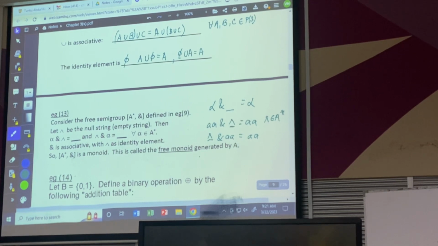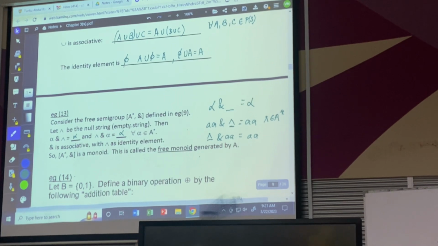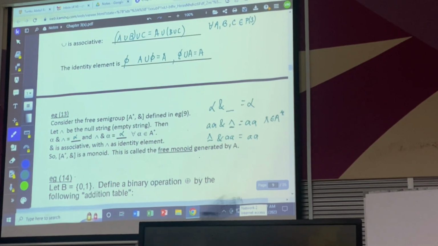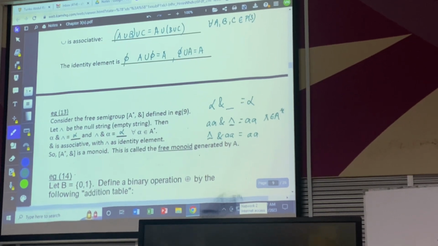Okay? Just now, we called this a free semigroup. So, now we call this a free monoid. This happens when it involves the joining of strings only. So this one is alpha, this one also alpha. Can you follow until here? I go very slow already, right? Can you follow or not? If I ask you to determine a monoid, can you do it?